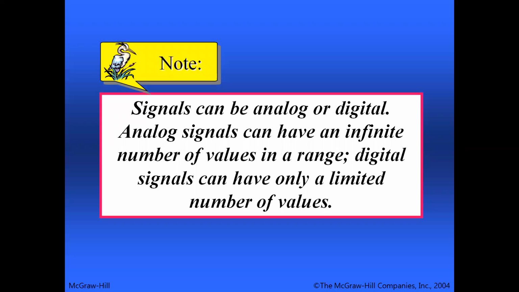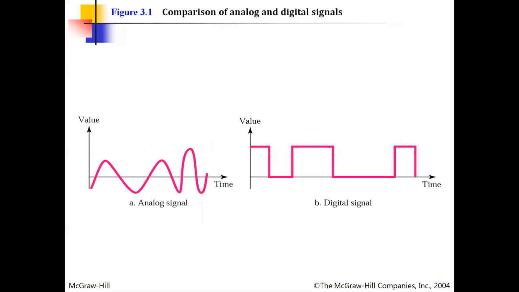Signals can be analog or digital. Analog signals can have an infinite number of values in a range, whereas digital signals can have only a limited number of values. This is an example of an analog signal and a digital signal. On the left-hand side we can see an analog signal, and on the right-hand side we can see an example of a digital signal.